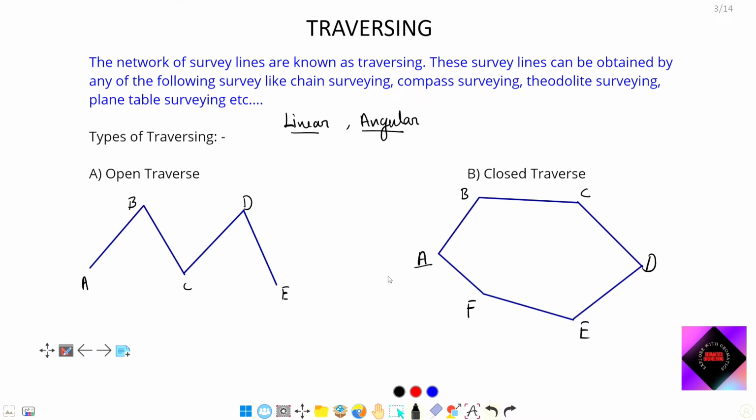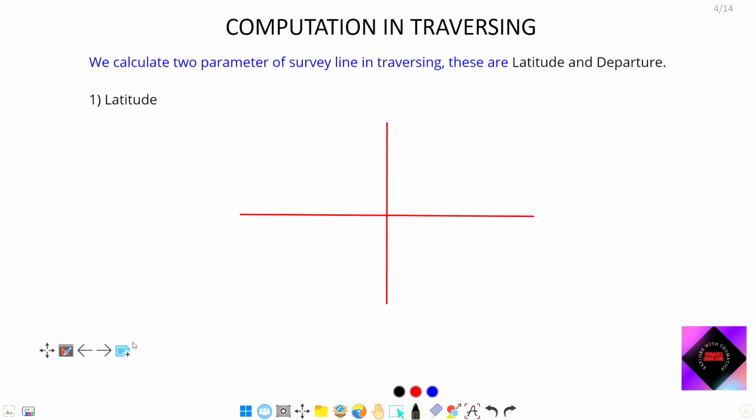Let's move further. What type of computations do we do in traversing? Just remember, traversing is nothing but a network of survey lines, measured by using linear and angular measurement. Instruments that can be used are chain surveying, compass surveying, theodolite, plane table surveying, etc. Computations in traversing are computation of latitude and computation of departure. Let's see what these are.